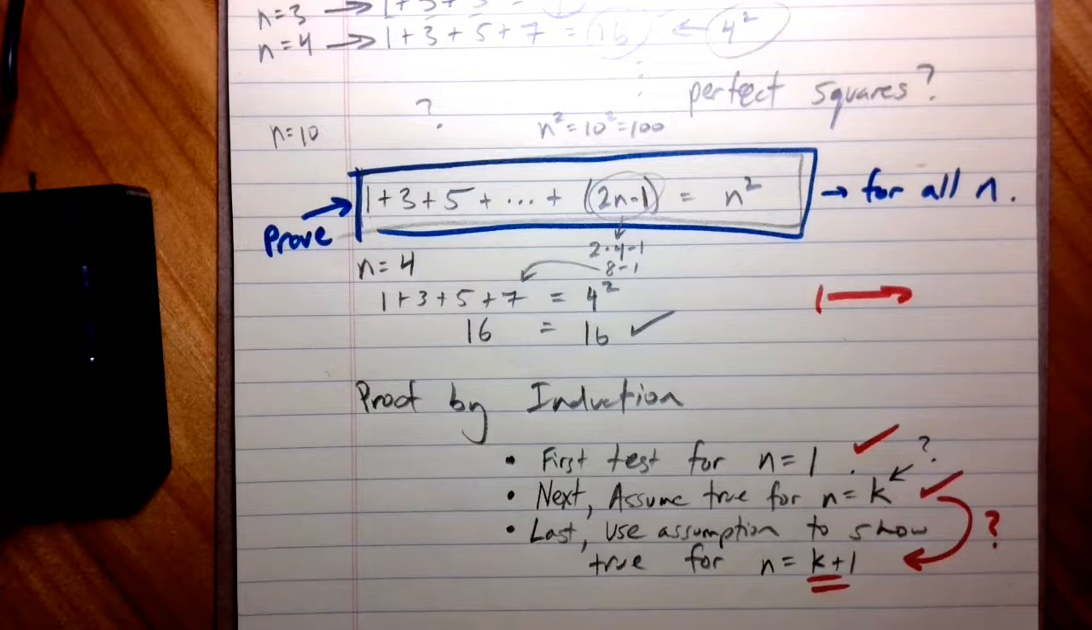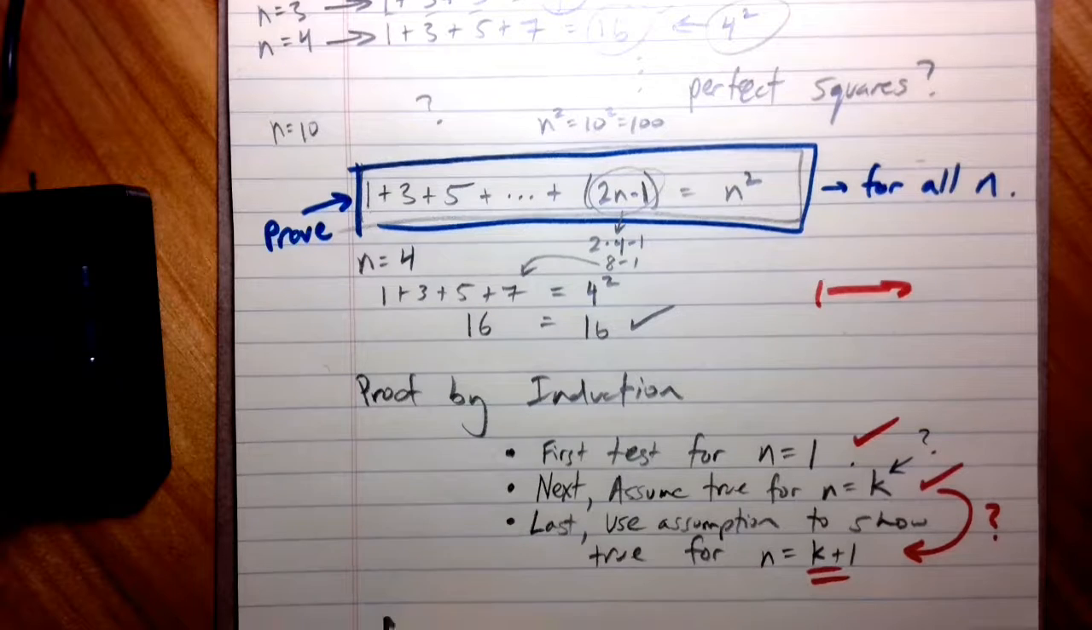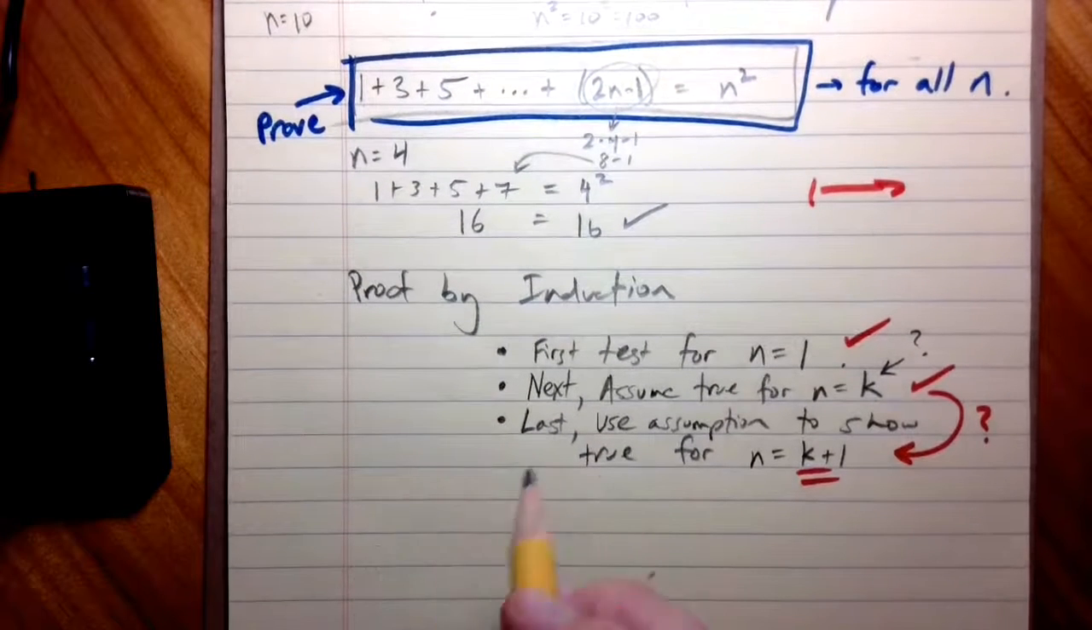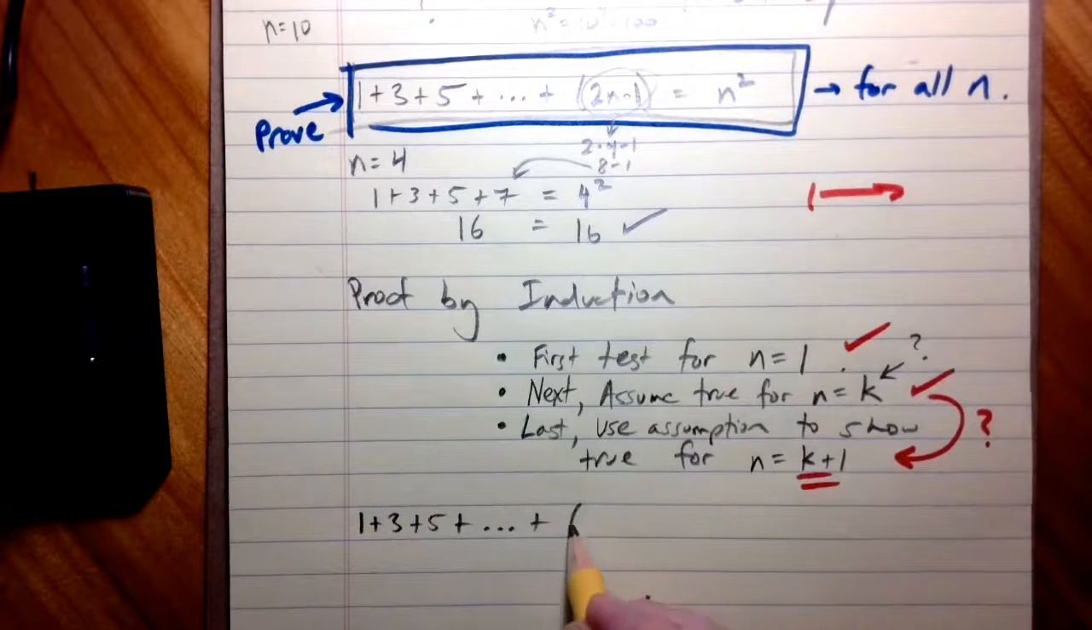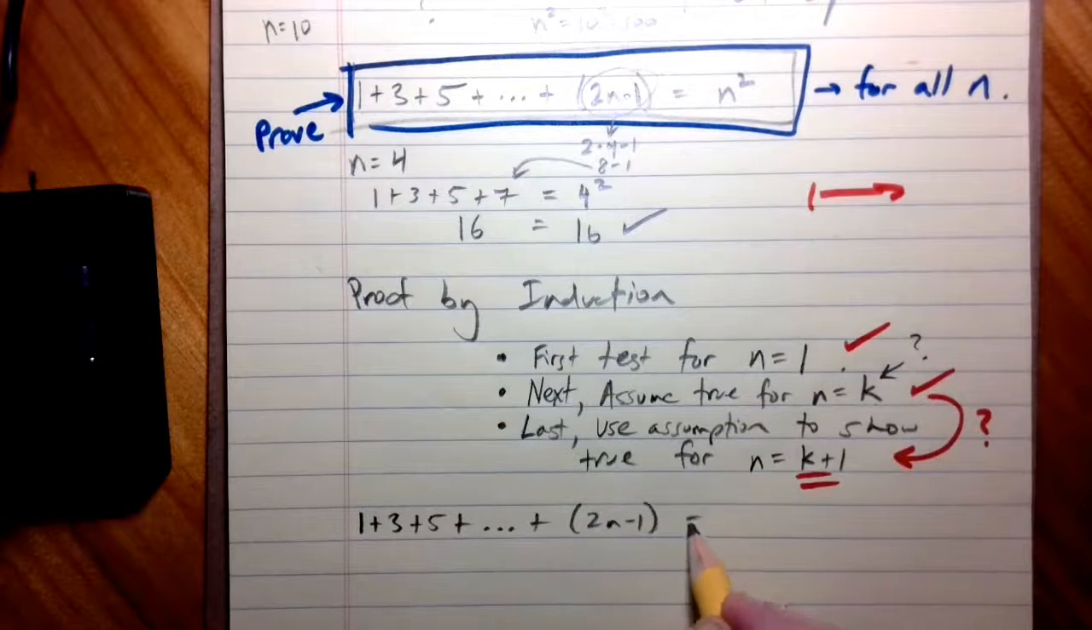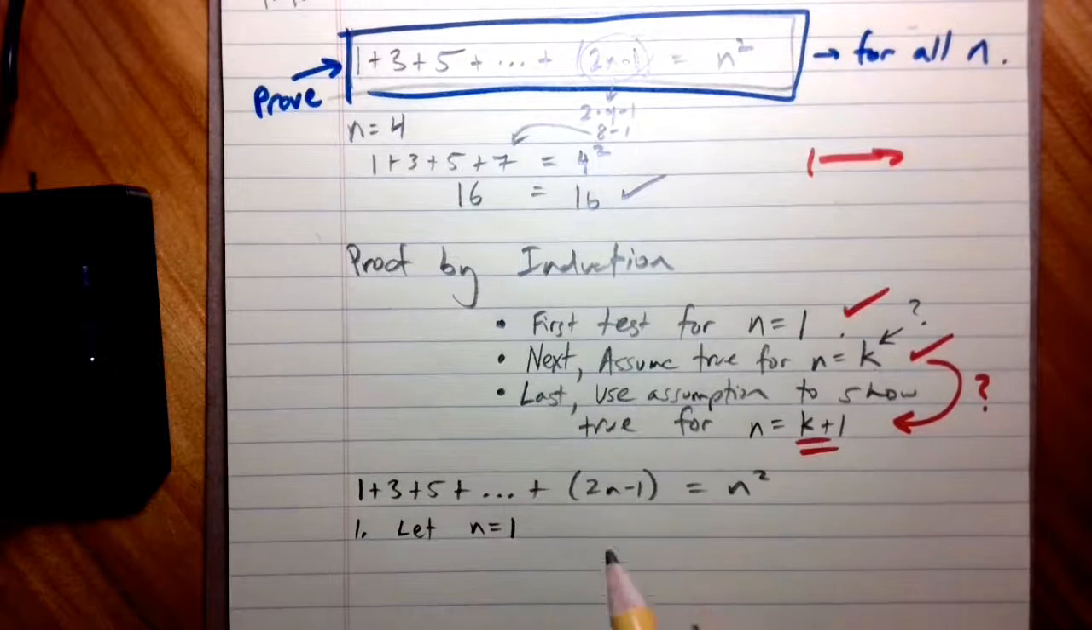So our original question is 1 plus 3 plus 5 plus ... plus 2n minus 1 equals n squared. So let n equal 1. Will this formula hold?